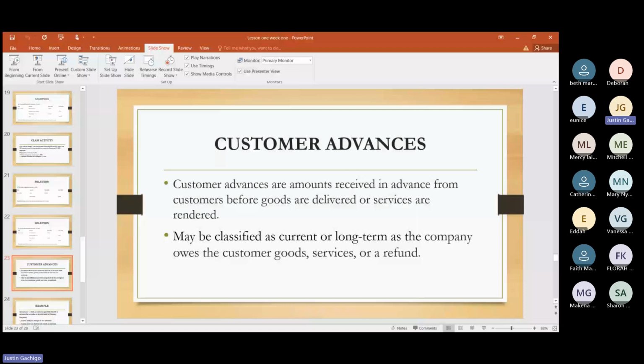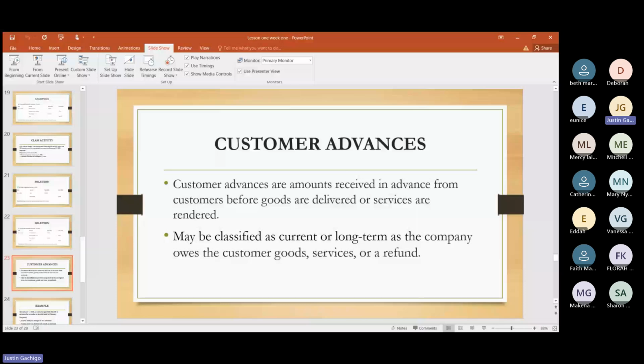So customer advances are amounts received in advance from customers before goods are delivered or services are rendered. And this may be classified as current or long term as the company owes the goods, service, or refund. So when you receive a customer advance, you owe the customer either the money, because the customer may ask for a refund, or the service, or the goods.